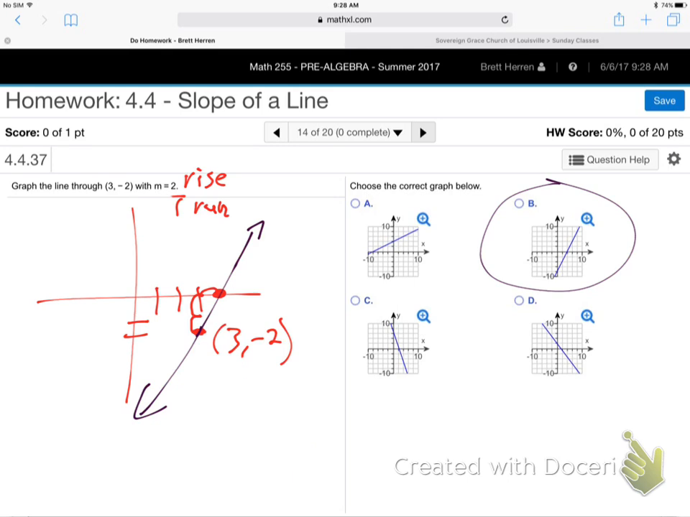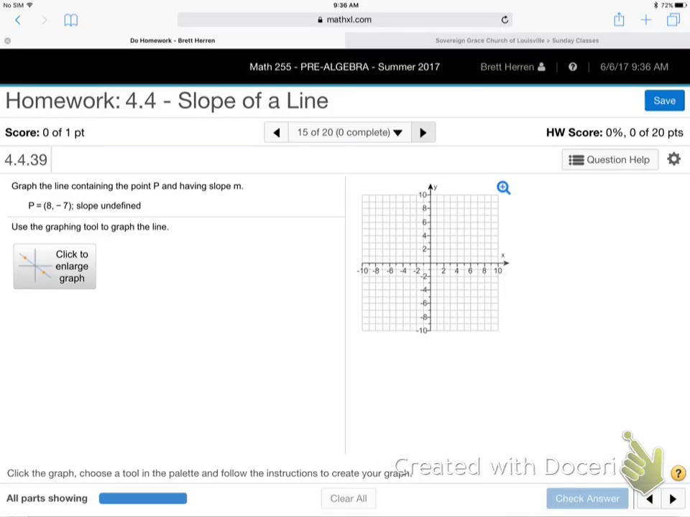All right. Good. Let's keep going then. All right, so try that one. They're giving me a point and then a slope undefined.